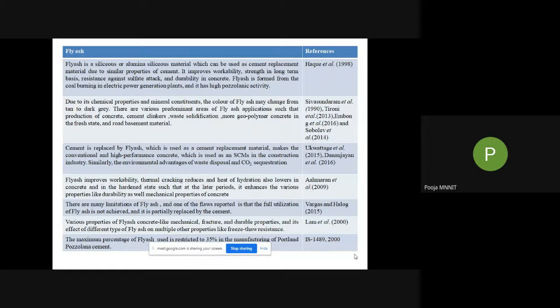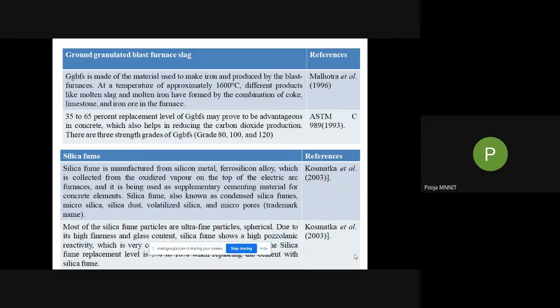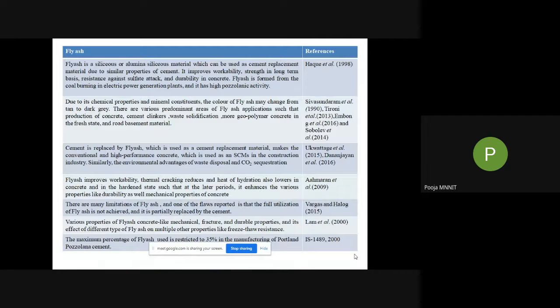Now, many researchers have studied supplementary cementing materials like fly ash, GGBS, and silica fume, and their role in the concrete industry. Fly ash, as per Haig et al., is a siliceous or aluminous-siliceous material which can be used as a cement replacement material due to its properties similar to cement, both physical and chemical. It also improves the workability, long-term strength, sulfate attack resistance, and durability of the concrete. Fly ash is formed from coal burning in electric power generation, and it has a high pozzolanic activity.